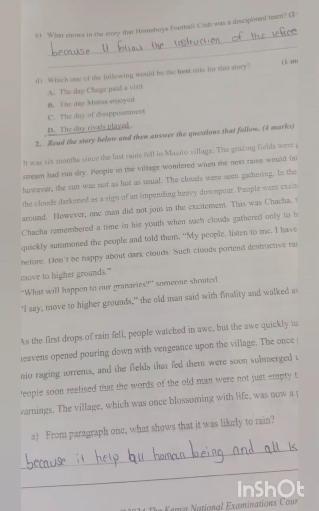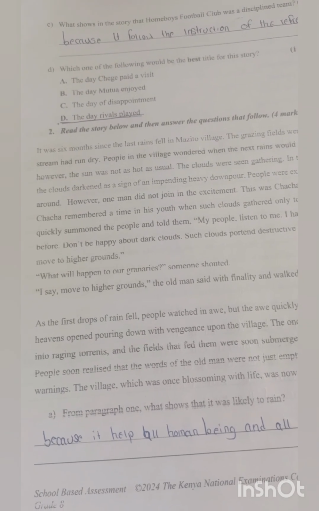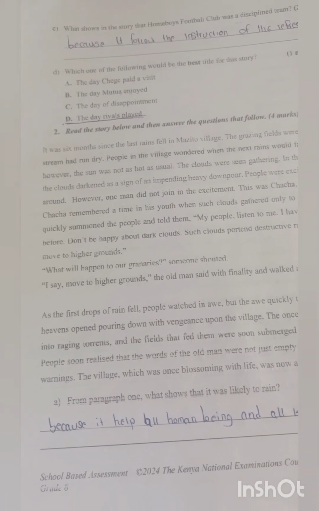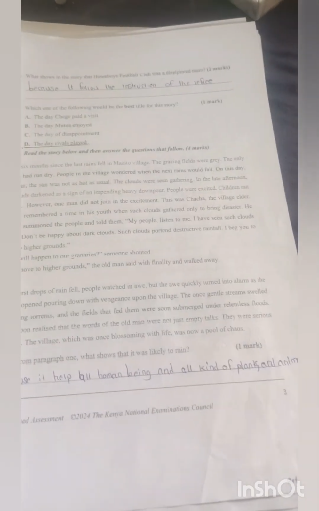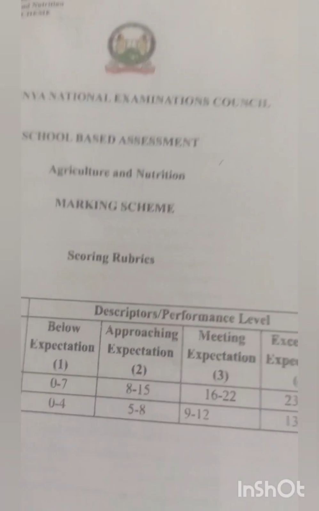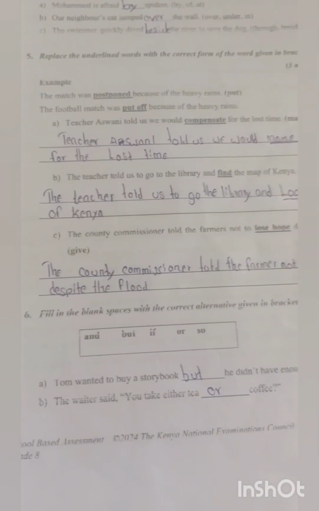From the paragraph, what shows that it is likely to rain? The answer: because it helps all human beings and all kind of planting animals. Unique answer, disappointing answer, and that is why we say we need a discussion in this country on how we can assist our generation.